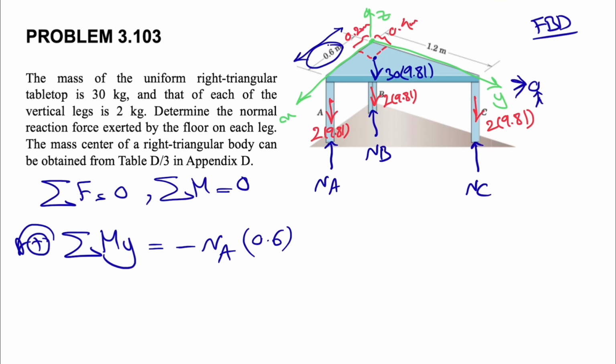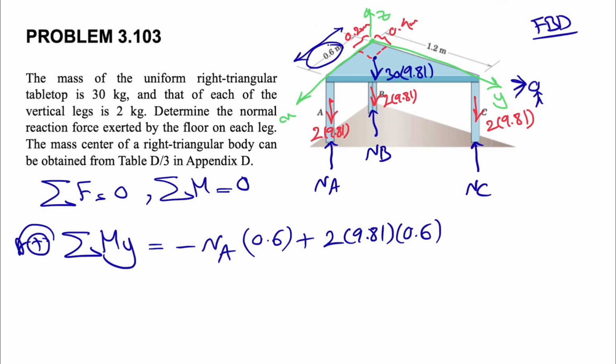That would be our NA, and we have also the weight of the leg A, which this time will make a counterclockwise moment and it will be positive. So 2 times 9.81, and we have the same distance, 0.6. And if we look at this, we'll see there is one more force that can make moment about y-axis, and that would be the weight of the tabletop, which we know is 30.